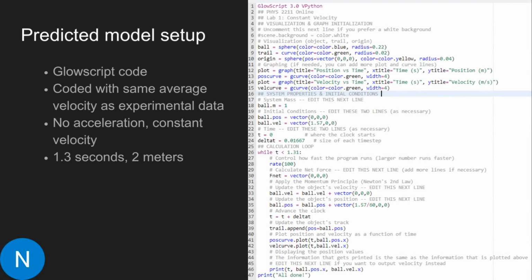So using GlowScript, starting from top to bottom, we have the ball, trail, and origin to make the visual. And then we make the two plots of velocity versus time and position versus time to the right. And then we define the ball's mass to be 1, set the position to 0, 0, 0, give it an initial velocity, set time equals 0, set the delta t equals to 1 frame in the experimental data. Then we have a while loop that's running on time is less than 1.3 seconds. We have no net force. The velocity is not updated because it's at constant motion. And then the position is updated at a constant vector. And then time is updated. And then you have visual and graph entries. And then at the bottom, it prints the time, ball's position, and ball's velocity. And then it'll run that loop until it's done it for 1.3 seconds. And then it'll print all done.